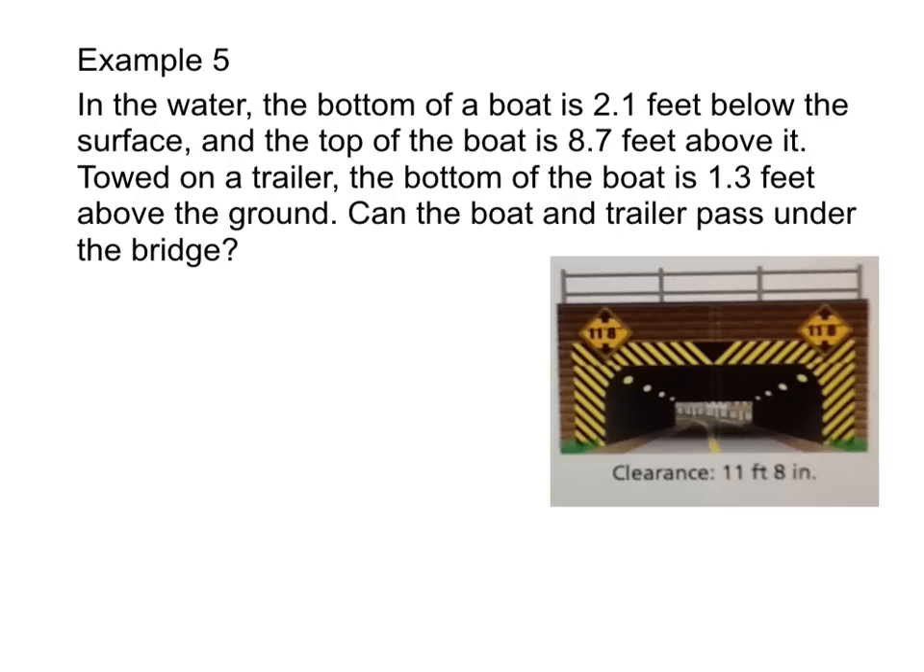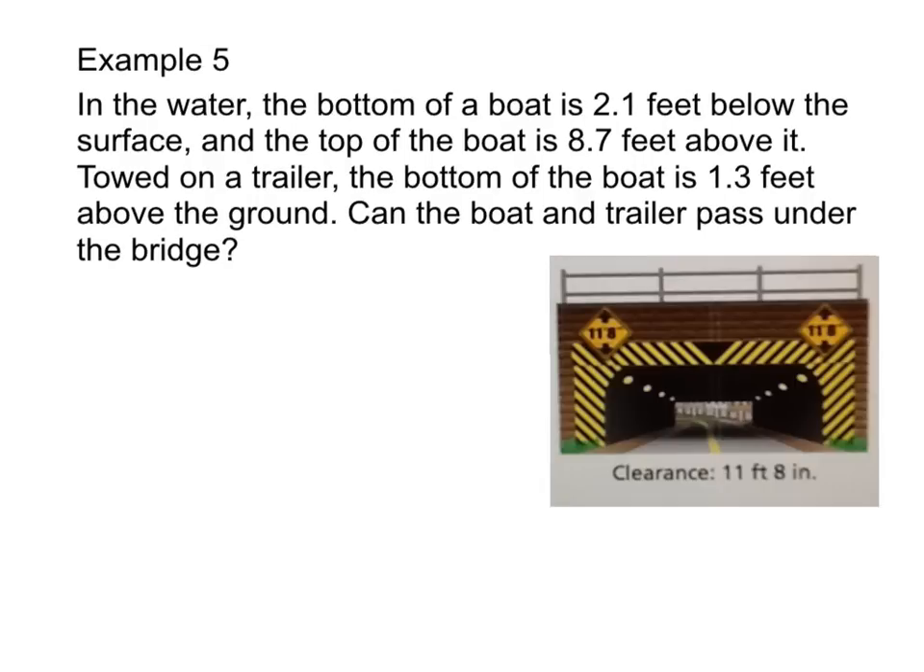Our final example. In the water, the bottom of a boat is 2 1/10 feet below the surface, and the top of the boat is 8 7/10 feet above it. Towed on a trailer, the bottom of the boat is 1.3 above the ground. Can the boat and the trailer pass under the bridge? Notice right here that our bridge has a clearance of 11 feet, 8 inches. The first thing we have to do is actually figure out the height of the boat.